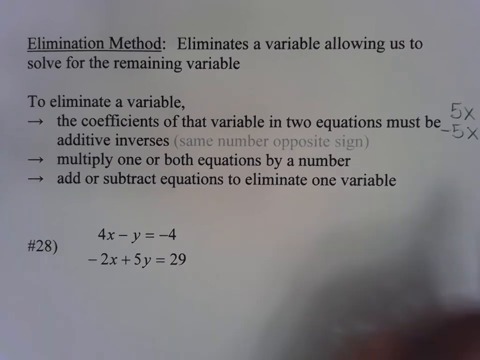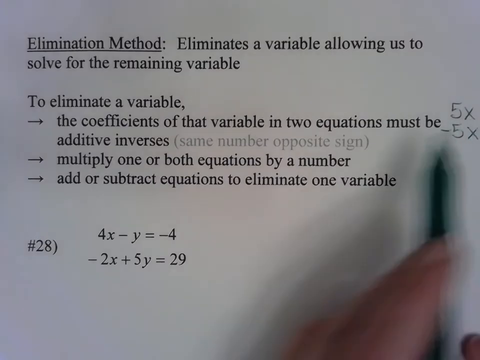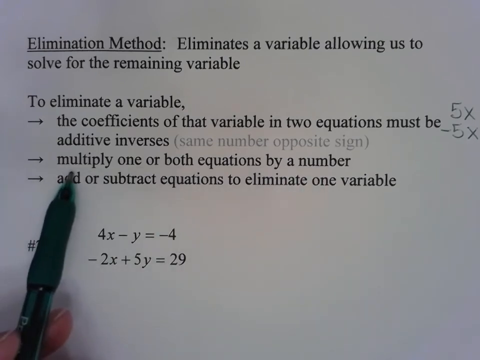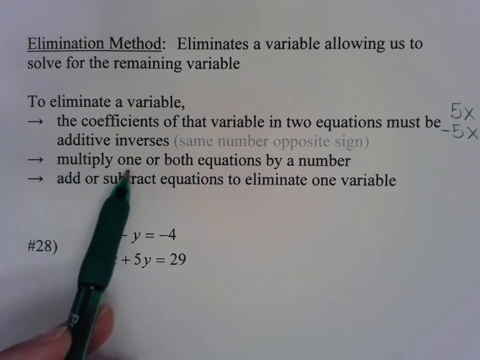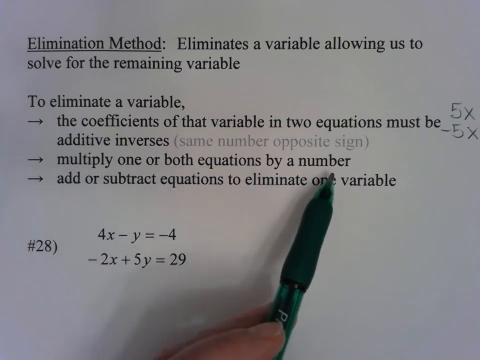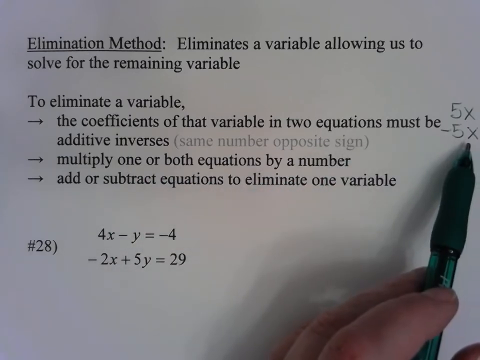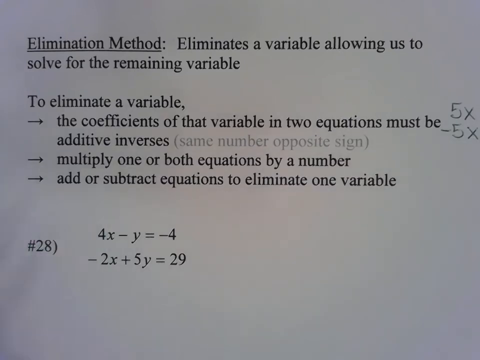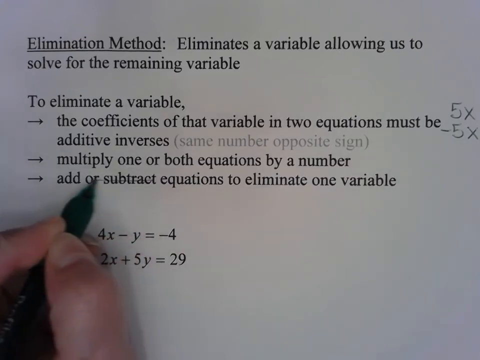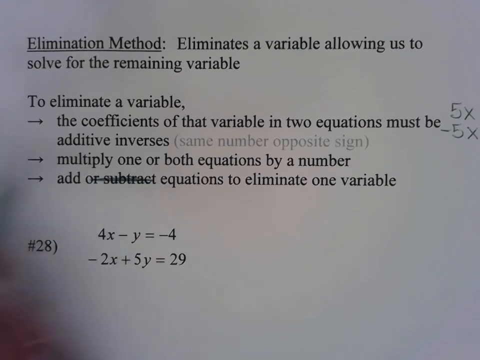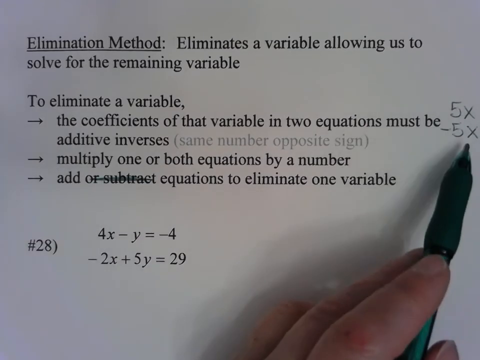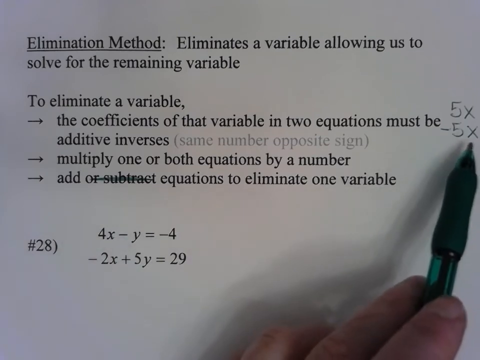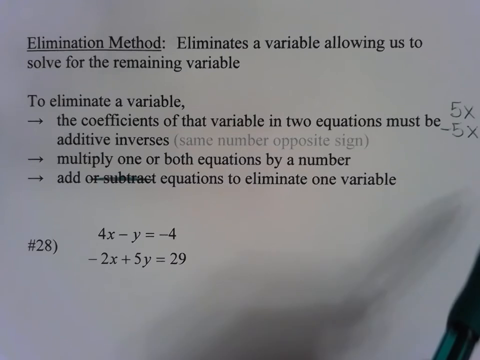To make that happen, this maybe is not a good example to show you the second part, but that's okay. To make that happen, we're going to multiply either one or both equations by a number to set this up. Once we have that scenario, if I make them equal and opposite, I'm going to add the equations. If I made them equal, then I'd want to subtract, right? But the goal is to get a 0x, or eliminate one of those variables.